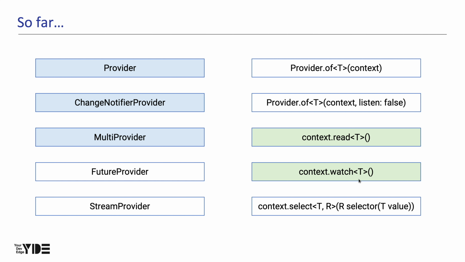Now let's summarize what we've learned for a moment. Up to this point, we've looked at provider, change notifier provider, multi-provider, future provider, and stream provider, and we've looked at various ways to access a type T object in widgets through providers. Items colored here will be frequently used in the future.